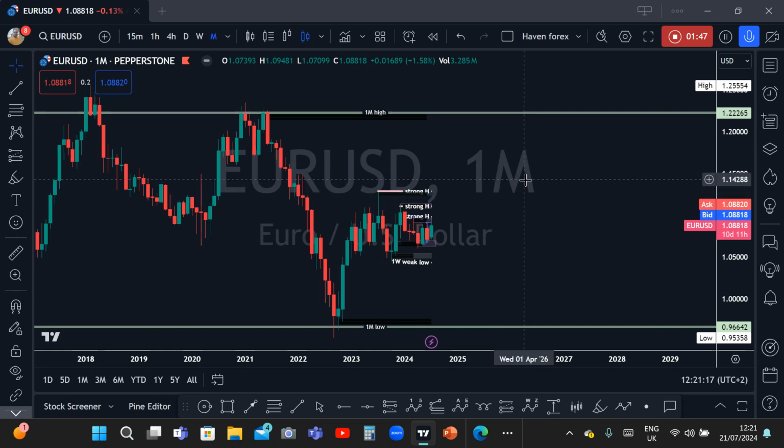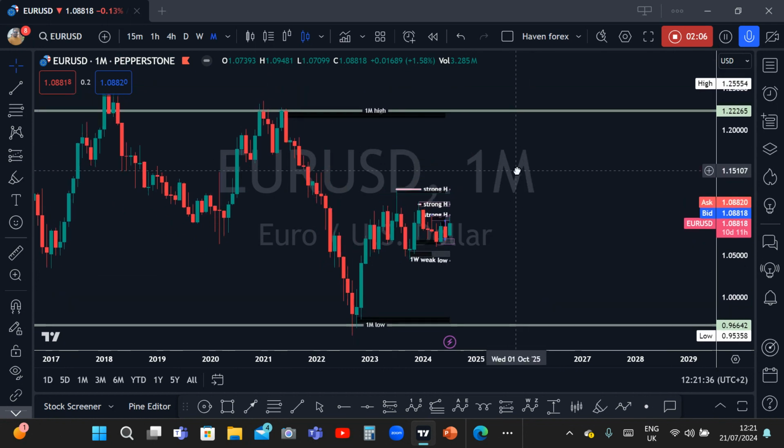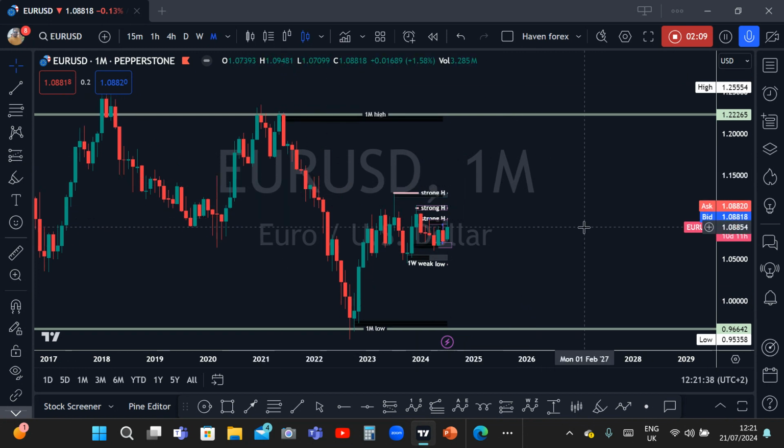Now, before you start at all, there is what we call top down analysis. And what is top down analysis? That top down analysis is what will help you to know the direction where price action is going next. What you need to do is start from the higher time frame.